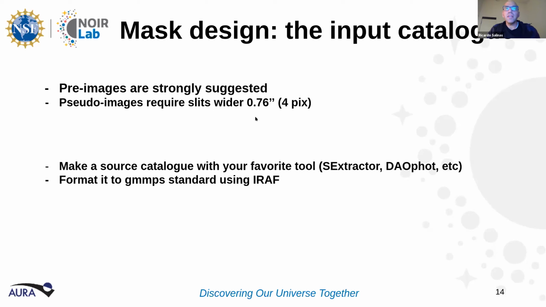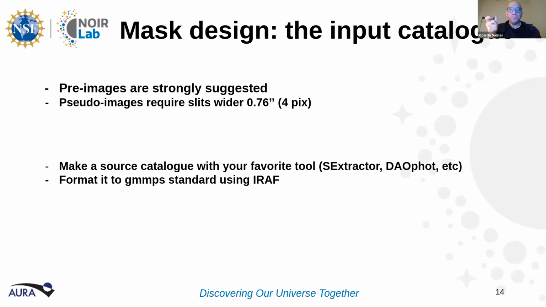The pseudo image, I think, needs still a bit more testing, especially if you want to go for a 0.54, what's called the 3-pixel slit, this kind of narrow slits. And once you have your image, well, you need to produce a catalog. You need to measure sources in your image. You can do it with anything you want. You can do it with SExtractor, for example, DAOphot or IRAF or something in Python or whatever.